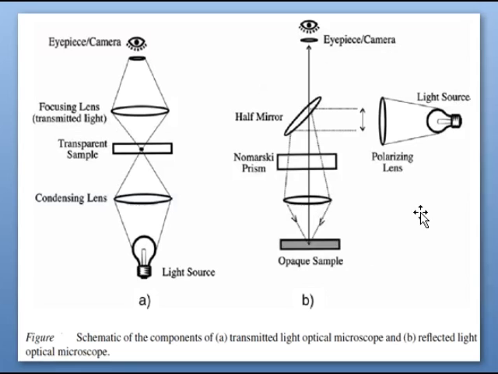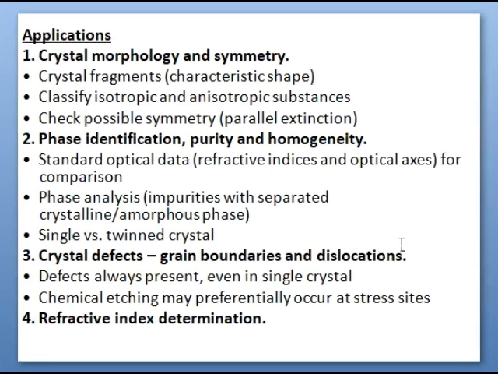So this is the basic mechanism of the two kinds of microscopes, where a limited amount of magnification can be done, and the magnified objects can be seen clearly by our naked eyes. What are its applications? Basically, it is used for crystal morphology and symmetry. Morphology in the sense of crystal fragments: how the shape of a particular crystal is, how it is formed. It also classifies isotropic and anisotropic substances. Isotropic is known to you.